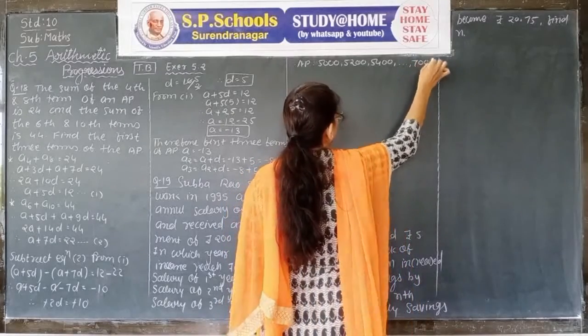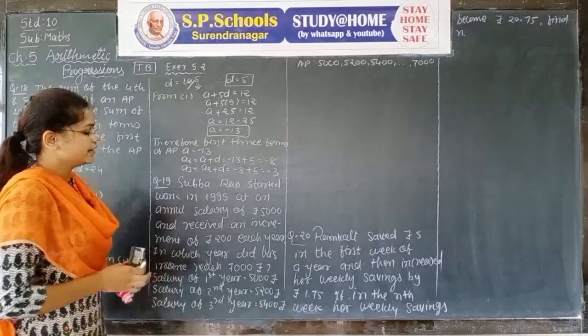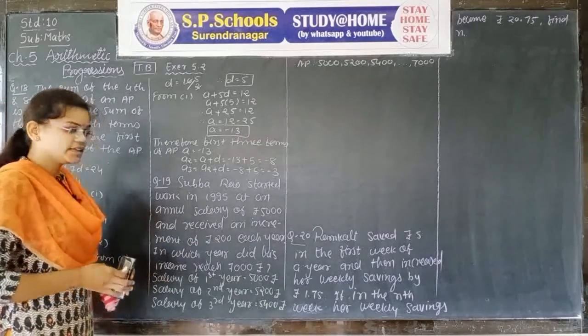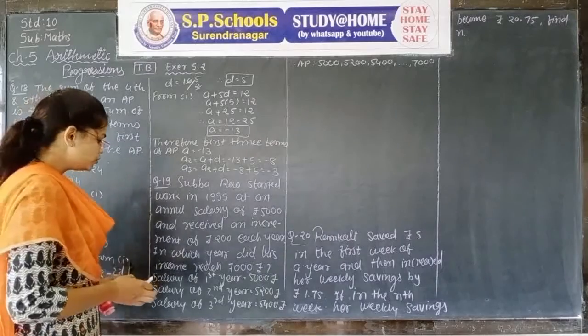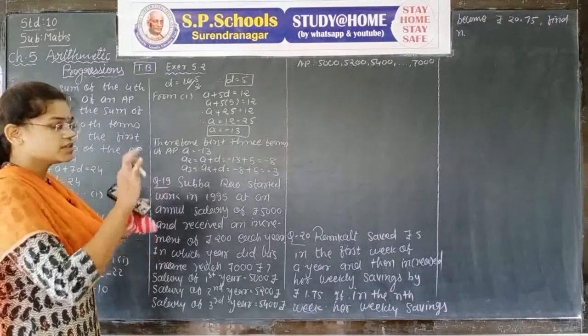We don't know where it is 7,000. It is the nth term. Salary for the first year is the first term. Salary for the second year is the second term. We don't know the salary in which year is rupees 7,000, so it is the nth term.